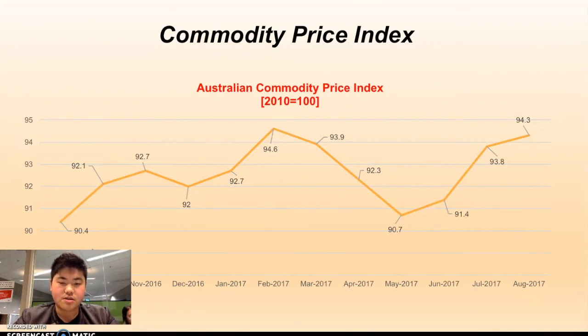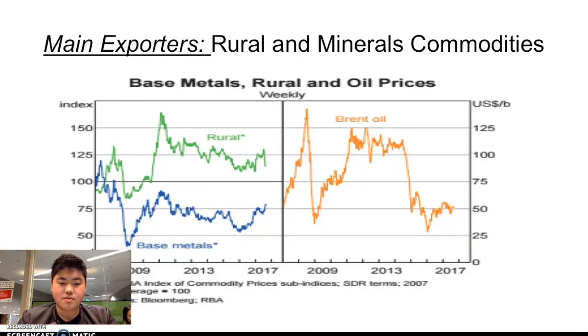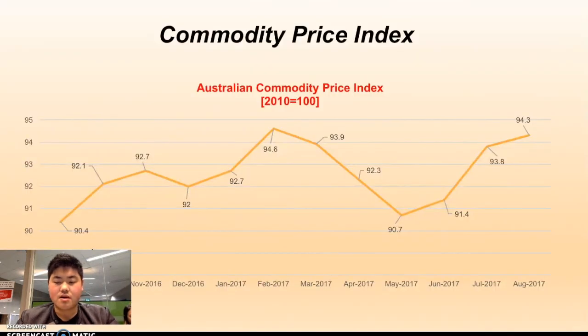After the evaluation of the above indicators, the factor of commodity price should also be considered a key determinant, as the commodity price can change the value of a commodity currency. As the graph shows, an upward fluctuation of the commodity price index can be clearly seen, with 2010 chosen as the base year, from 90.4 in September last year to 94.3 in August this year. It is closely related to the two main exports of Australia, which are rural and base metals products.